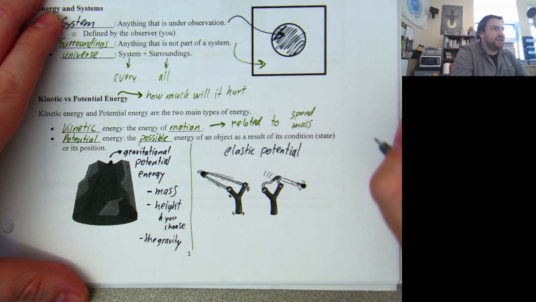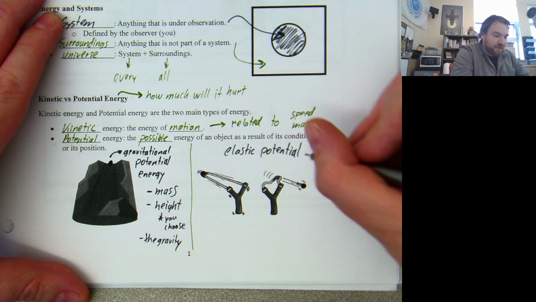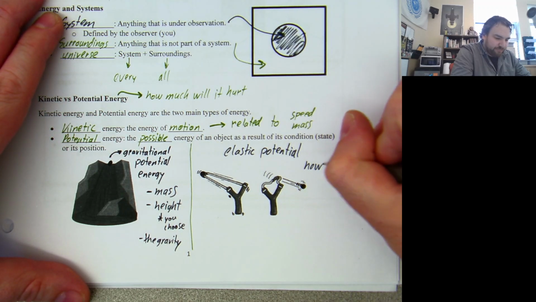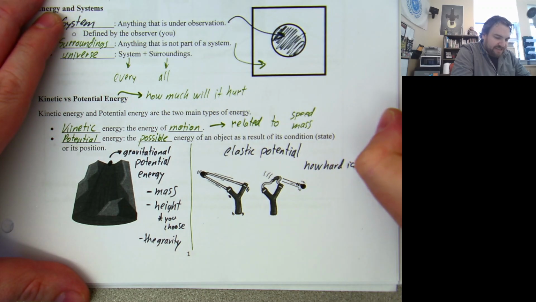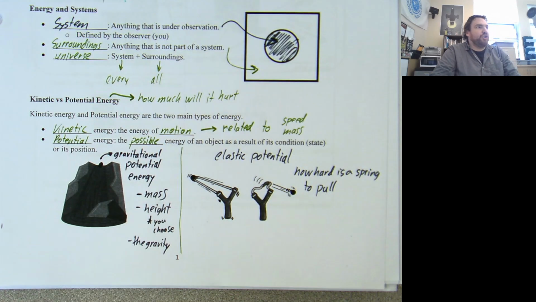And elastic potential, the scariness of the elastic potential is related to two things. One, it's related to how hard a spring is to pull. The harder the spring, the more you should be concerned.